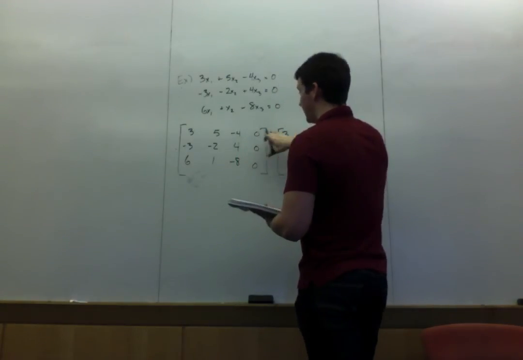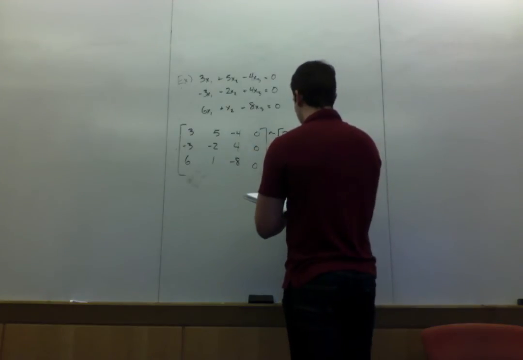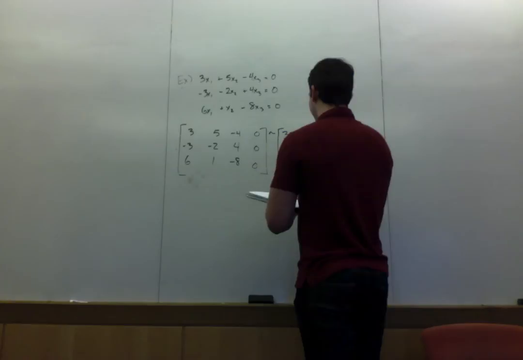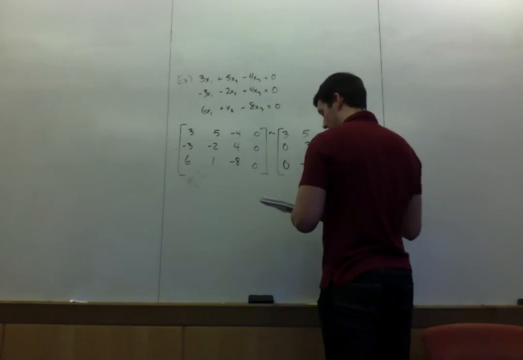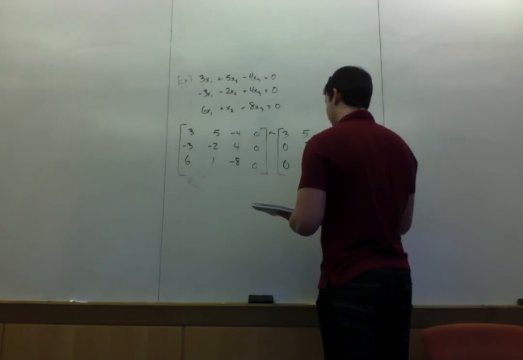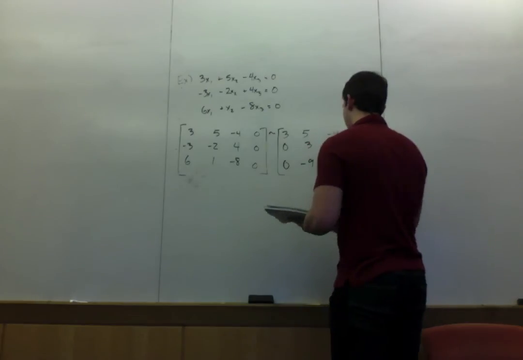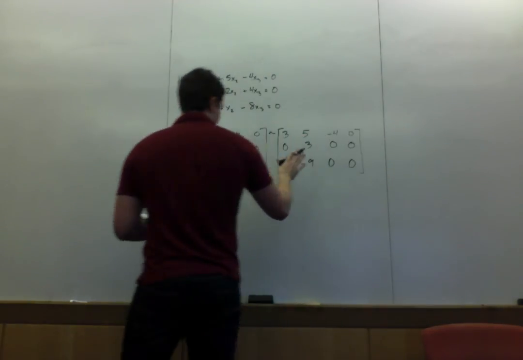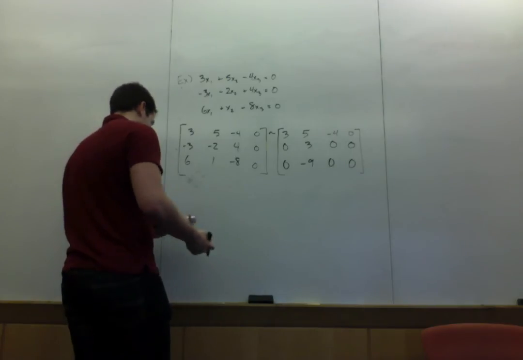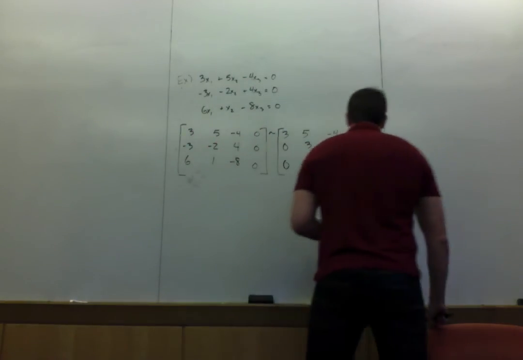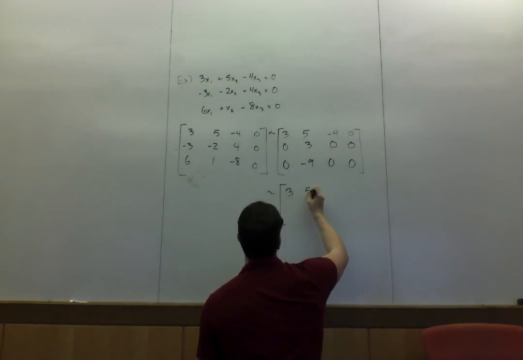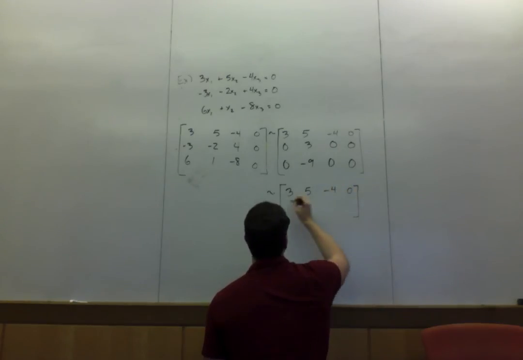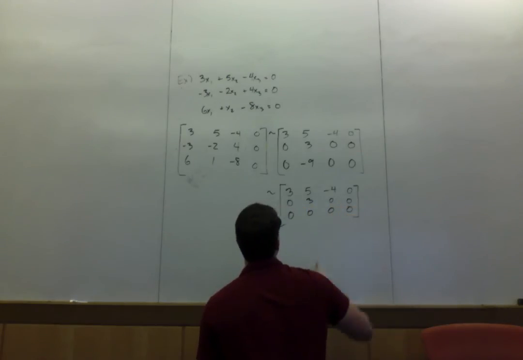And we'll subtract 2 of row 1 from row 3. So we end up with 0, 1 minus 10 is negative 9. And then negative 8 minus negative 8 is just 0. And then, of course, we have 0 in the last column as well. So this cleaned up for us pretty quickly, pretty nicely. Now we're going to add 3 of row 2 to row 3. So 3, 5, negative 4, 0, 0, 3, 0, 0, 0, 0, 0, 0.